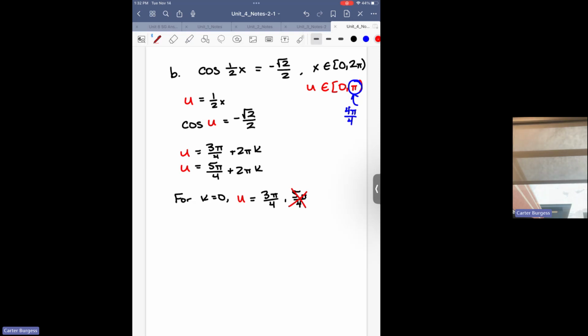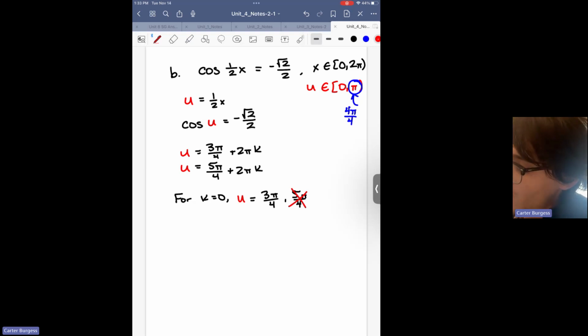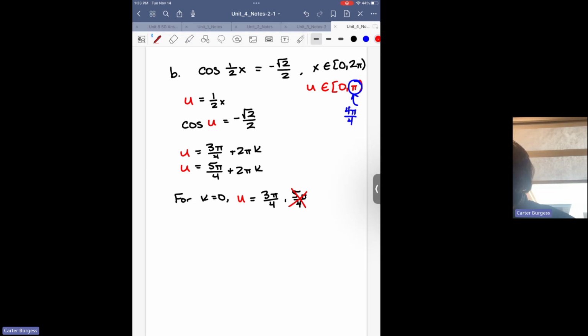Now, should we probably check k equals 1 just to confirm? It might be smart, but it's also pretty clear that adding an additional 2 pi to 3 pi over 4 is going to take us way, way beyond what we're allowed to be, that 4 pi over 4. So you could consider checking k equals 1 again, but pretty clearly we can go ahead and stop. There is only one value of u here, and that is 3 pi over 4.